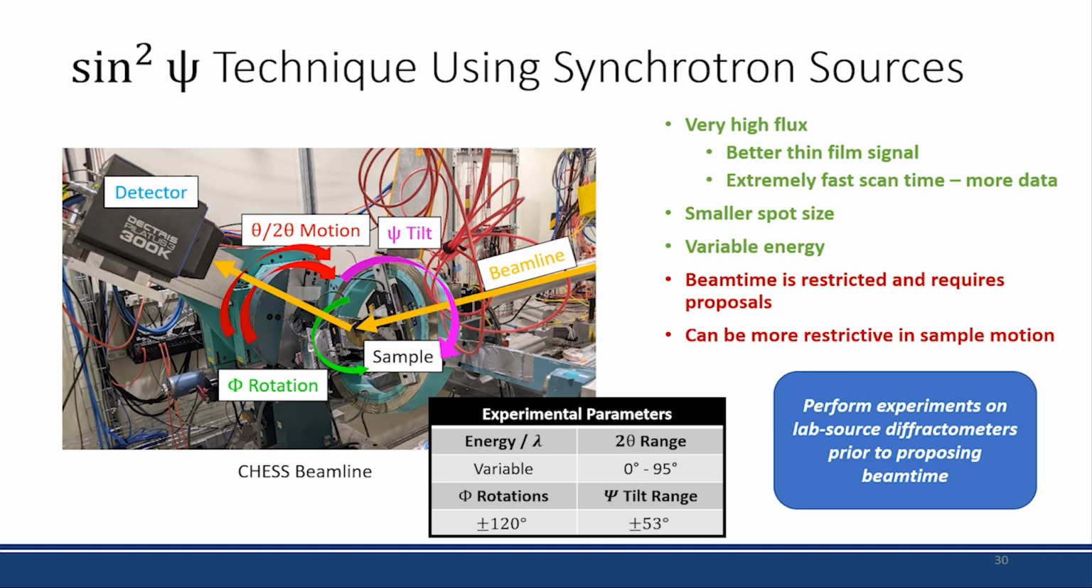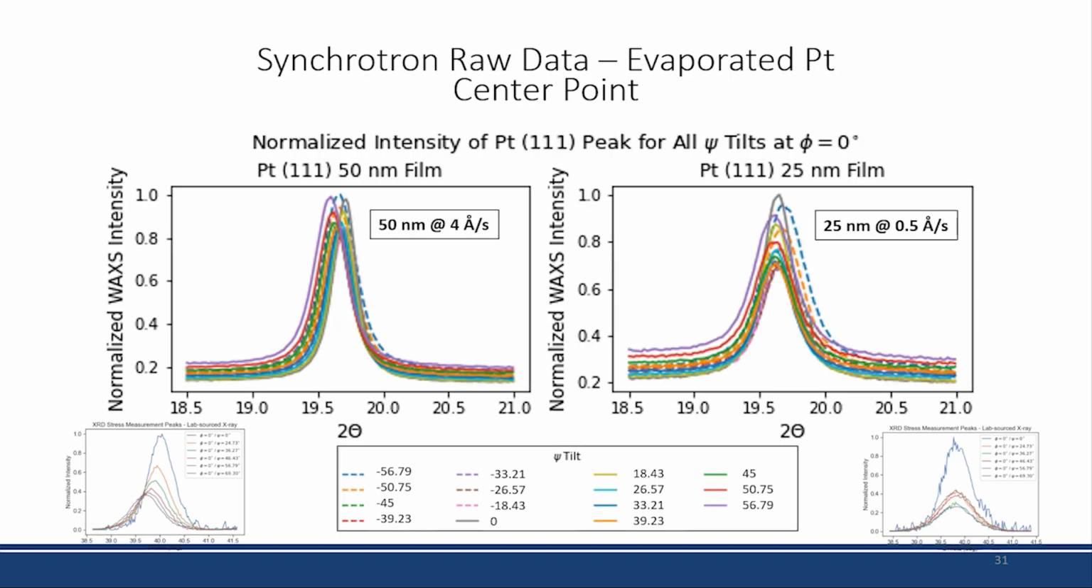And then they can also be more restrictive in sample motion. So I mentioned that the MRD downstairs is very robust in how it can move. Because beamlines are quite large and have a lot of different parts to them, stage crashes can be really problematic. So there's a lot of restrictions on how far you can move things. Like the tilt range was almost half of what I could move here. So definitely, just to underscore that, perform your experiments on lab source diffractometers first.